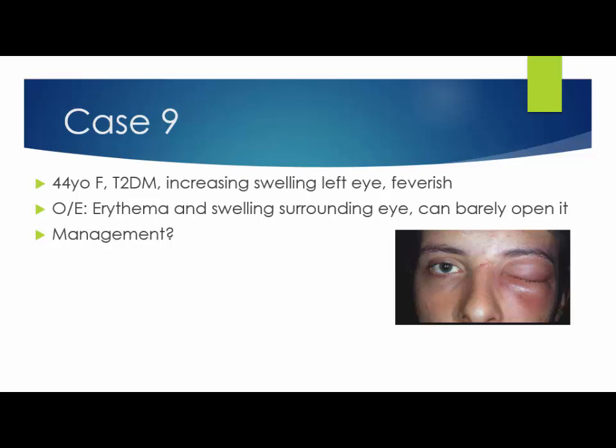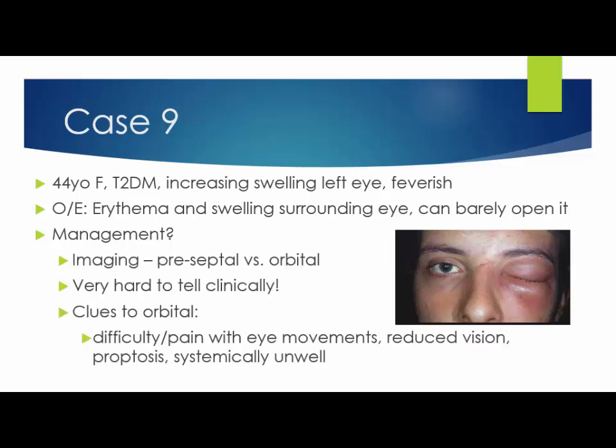So moving swiftly on, we're almost through all of them. So young lady, diabetic again, they're all diabetic, there's a theme here. Increasing swelling left eye, feeling feverish, looks a bit like this person in the picture. So what do we do with her? What do we think it is? Is it preseptal or postseptal? You can't tell. Exactly right. You can't tell. So she needs imaging, really. It's really hard to tell clinically.